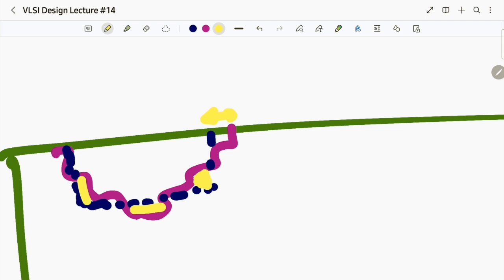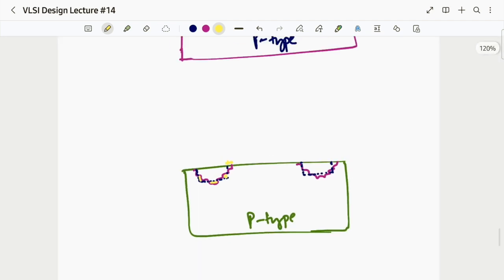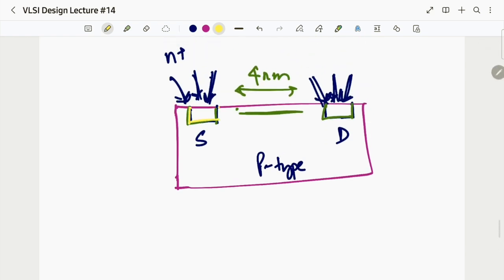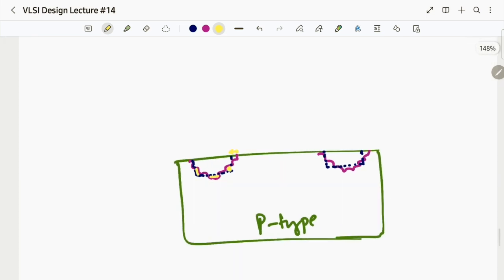Okay, so the n plus pockets can never be a proper, whatever, like a cutthroat or a proper rectangle. It will not look like that. Okay, so that is what I meant by this.